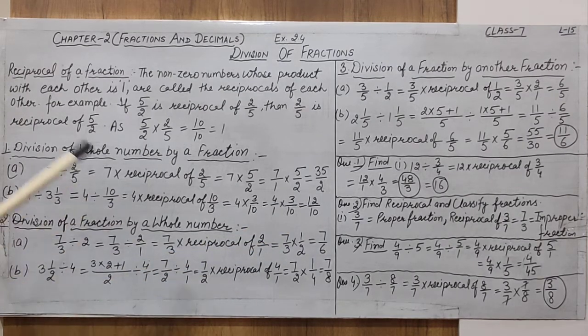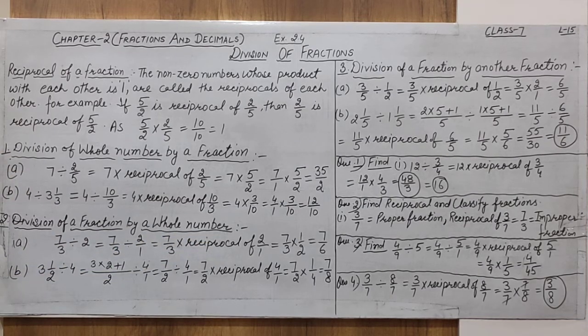Alright, I hope you understand the first type of division very well, that is division of a whole number by fractions. Now, come towards the second part: division of a fraction by a whole number. What is the difference between these two types? Let us understand with the help of an example.